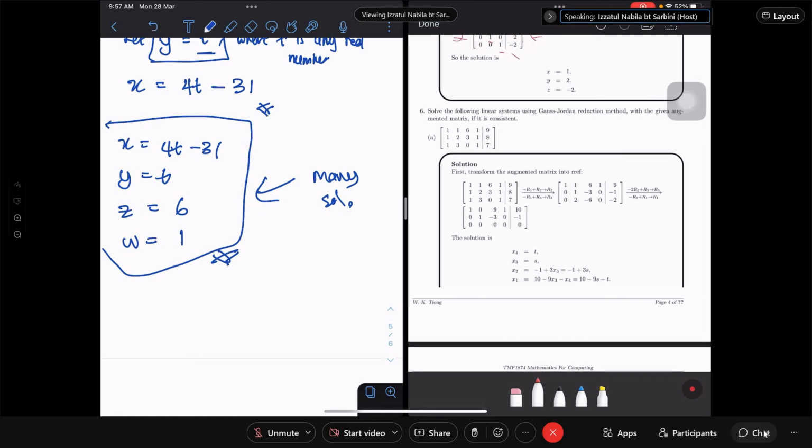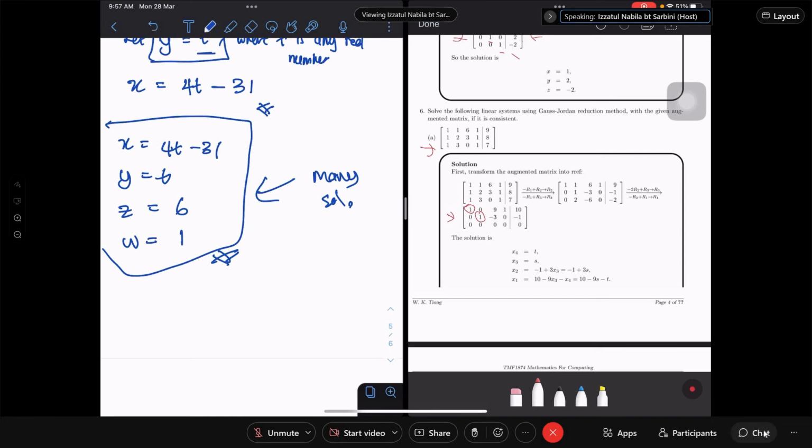So number 6, solve the following linear system using Gauss-Jordan reduction with the given augmented matrix, if it is consistent. Okay, now you are given this augmented matrix. Reduce using Gauss-Jordan reduction means that you need to reduce until RREF. So this is RREF, right? First leading one, second leading one. So everything else in the same column has to be 0.